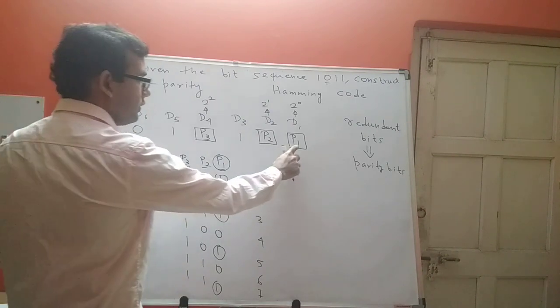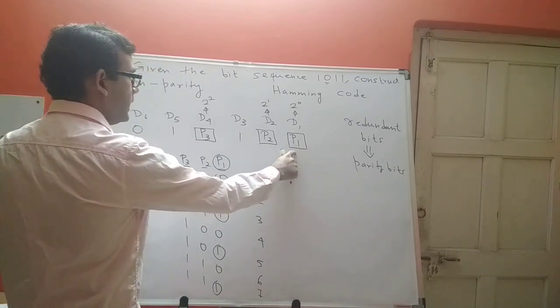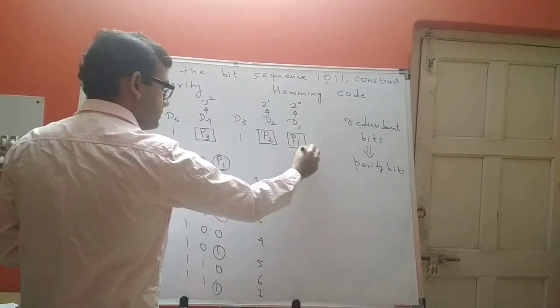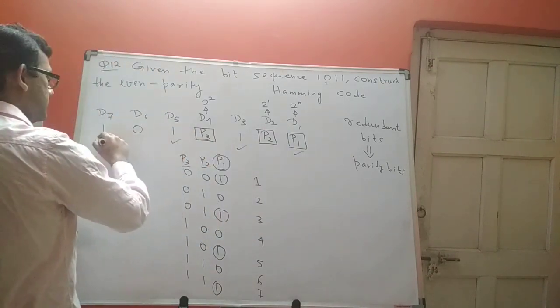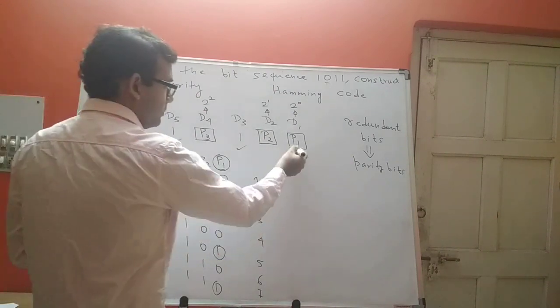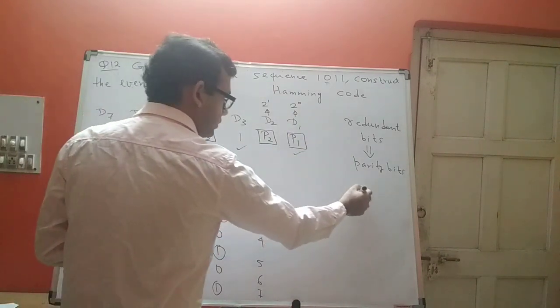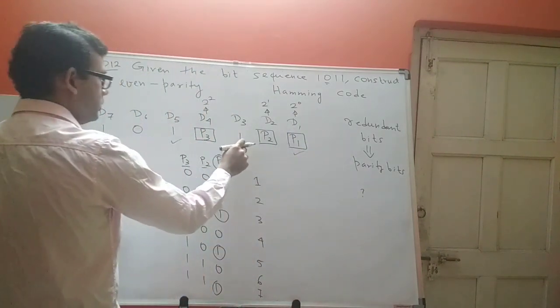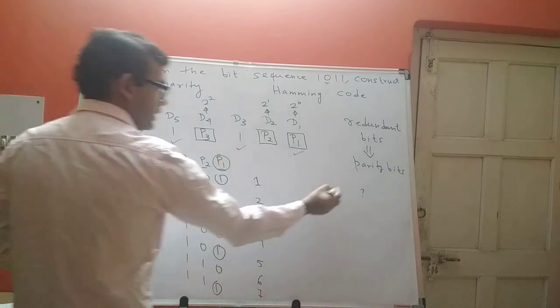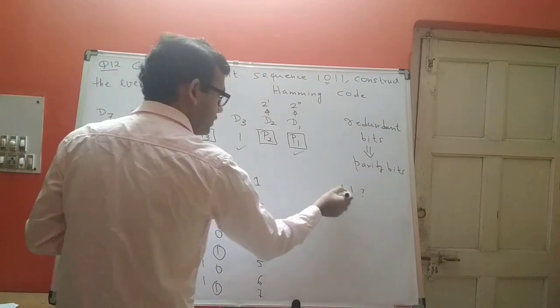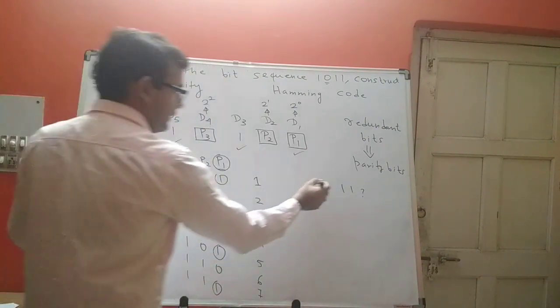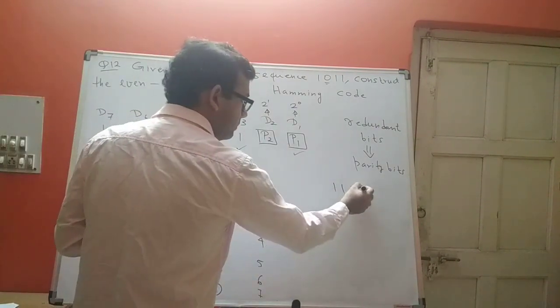So in order to find the value of P1, I have to look at position 1, that means this position, position 3, position 5, and position 7. I don't know what is position 1, but I know the value of position 3. The value of position 3 is 1. What is the value of position 5? The value of position 5 is also 1. And what is the value of position 7? It is 1. Now I have to place P1.